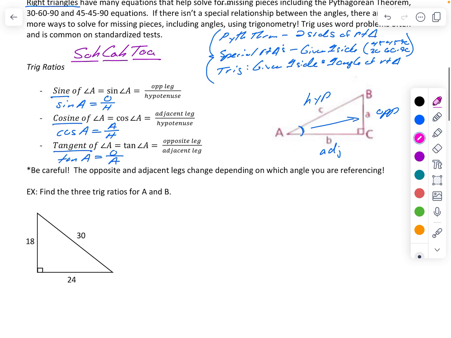Now, just a note of caution here. I marked the triangle above with regard to angle A. If we were talking about angle B here, this would be opposite for angle B. This would be adjacent for angle B, and hypotenuse is still hypotenuse. So pay attention to the sides opposite and adjacent with regard to the angle that's defined.